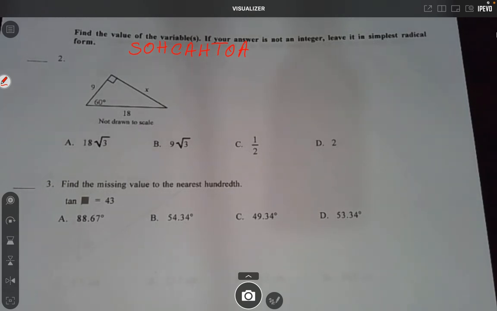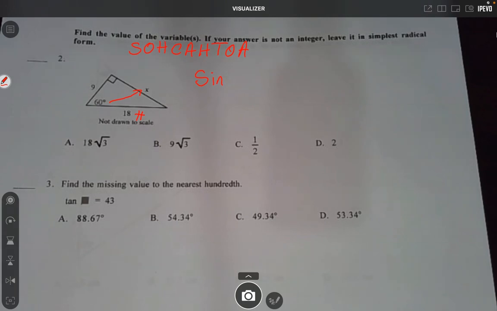So this is opposite. And what's the other number y'all want to choose? 18, and that is the hypotenuse. So which one uses opposite and hypotenuse? Sine. So could you use tangent? No, because that's opposite over adjacent. How do you know which one's the hypotenuse? The one that's across from the 90-degree angle.